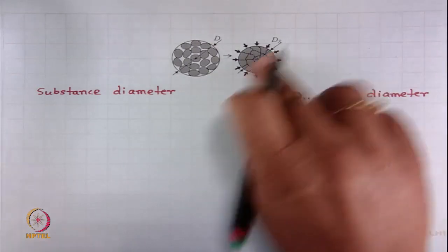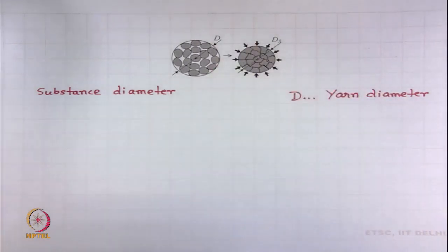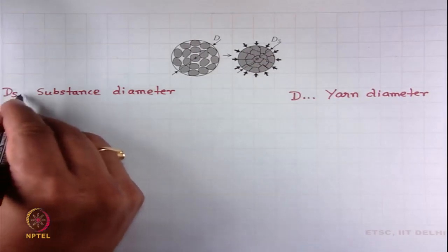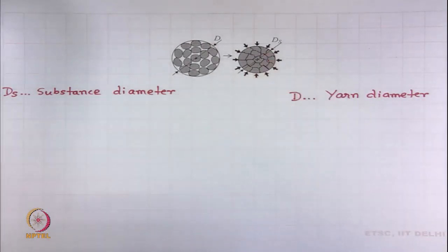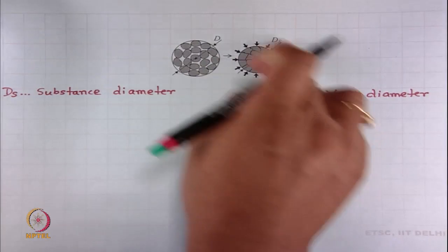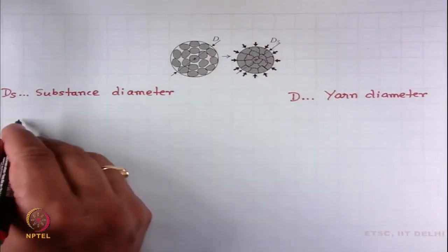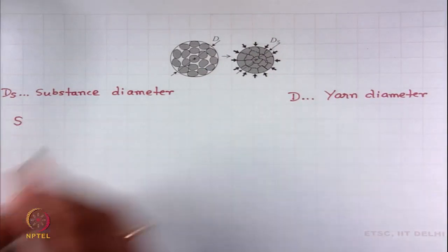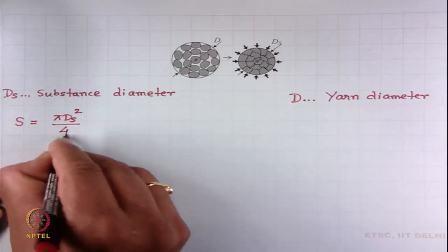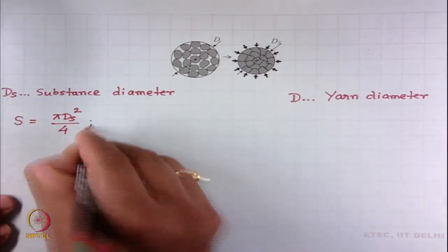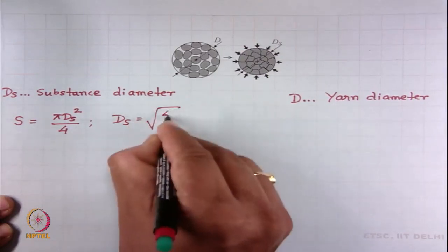Here the image is circular, and the diameter of this circle is ds. So, here ds is called substance diameter. How will you find out substance diameter? This area is equal to capital S, the substance cross sectional area, and the circle, so pi times d square by 4. So, ds is root over 4 times S by pi.